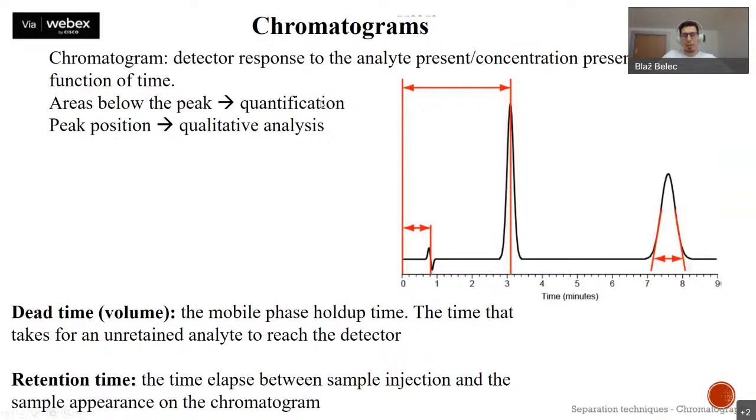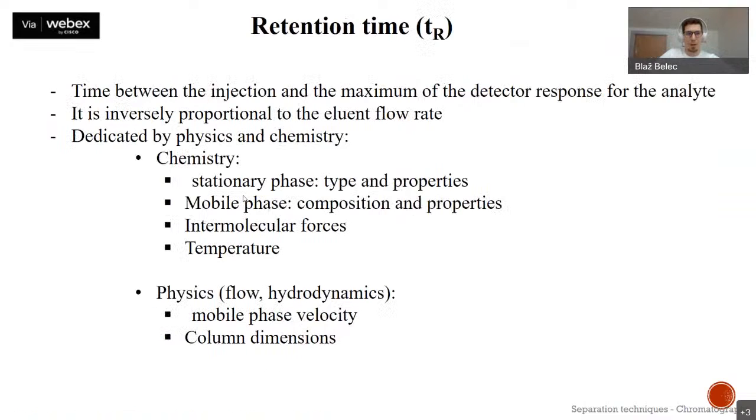So the chromatogram is basically the visual representation of the velocity of travel of our analytes through the column, so through our system, and it is represented by the retention time. The peaks are positioned at a certain time, which tells us the retention time of our analyte, so how much time is needed to pass through the system. This is the time between the injection and the maximum of the detector response for the analyte.